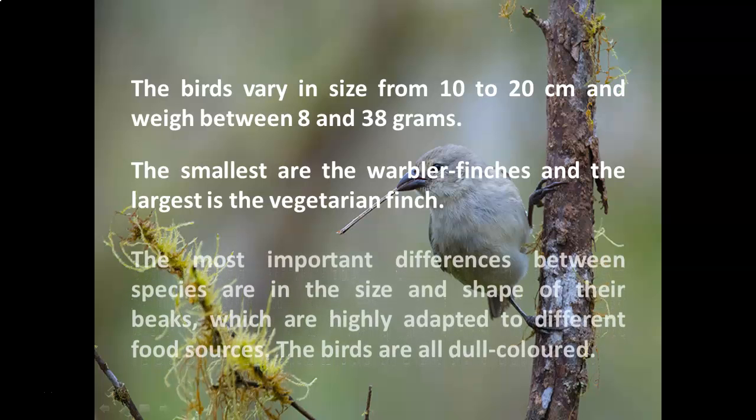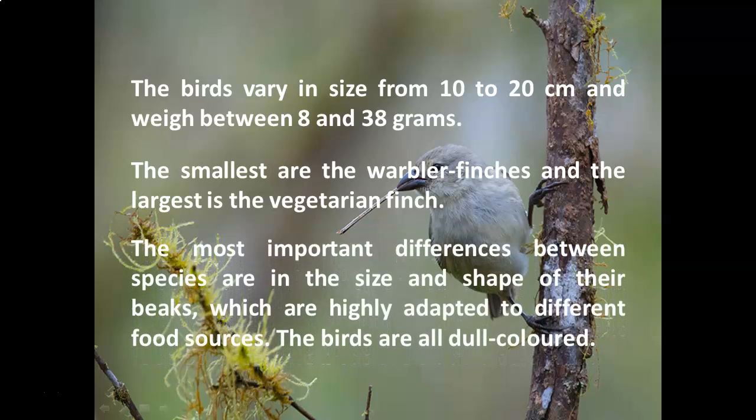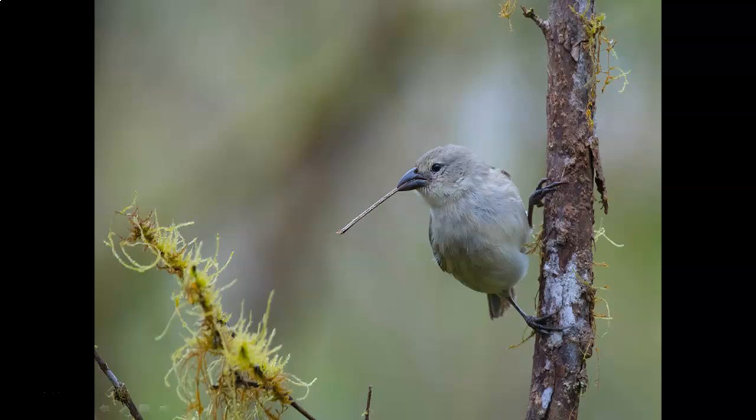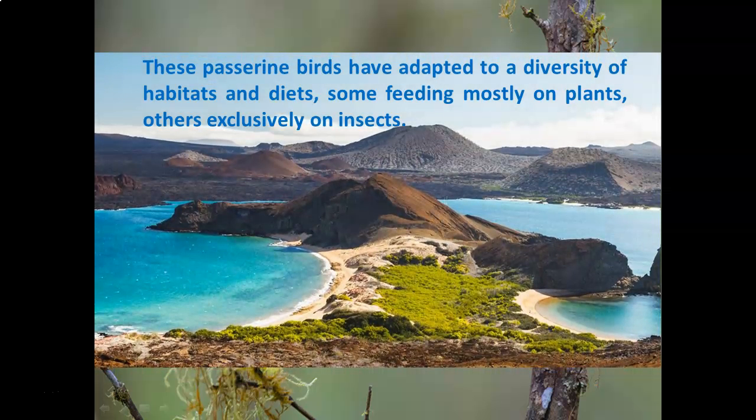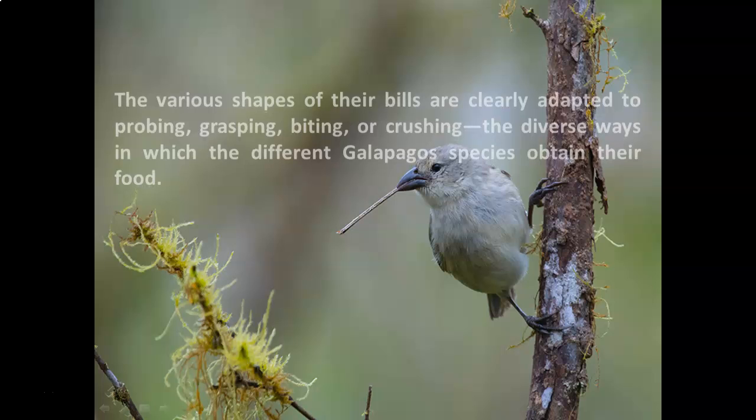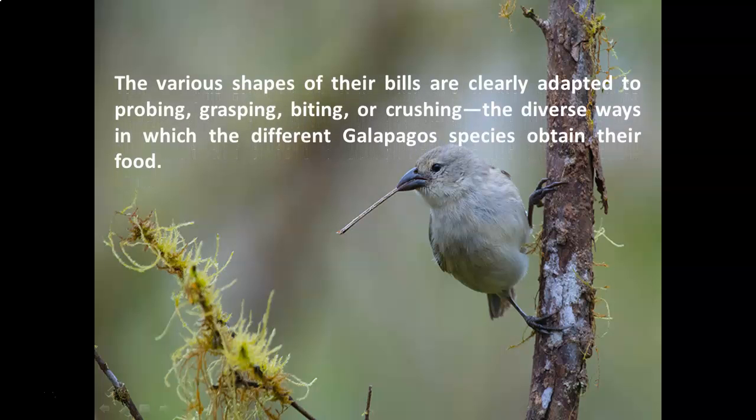The most important differences between species are in the size and shape of their beaks, which are highly adapted to different food sources. The birds are all dull colored. These passerine birds have adapted to a diversity of habitats and diets, some feeding mostly on plants and others exclusively on insects. The various shapes of their bills are clearly adapted to probing, grasping, biting, or crushing, the diverse ways in which the different Galapagos species obtain their food.